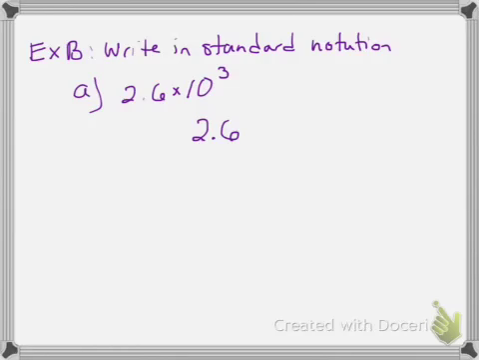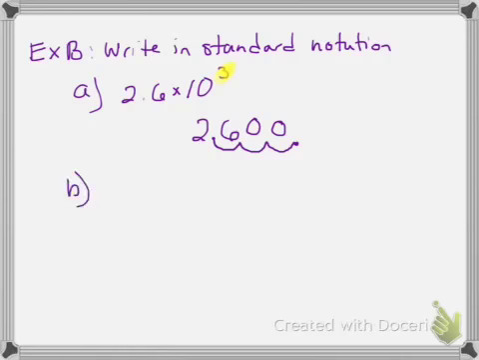Well, it's a positive power, this 3 there. So what I need to do is I need to make it a bigger number. So that means my decimal point is going to move to the right 3 spots. So I start at my decimal point and I go 1, 2, 3, and I fill in my spots there with zeros, and that's the number in standard notation.